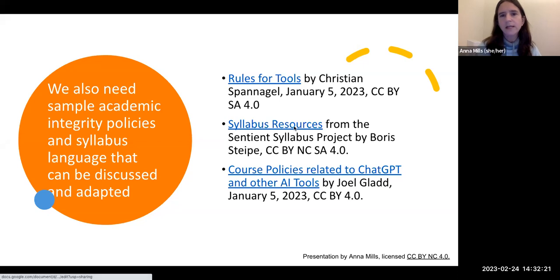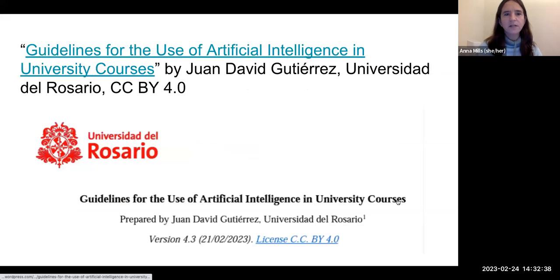And these are three that were published under open licenses that I've pulled out and curated in my resource list, where there's a larger section of sample policies. So I wanted to share those.